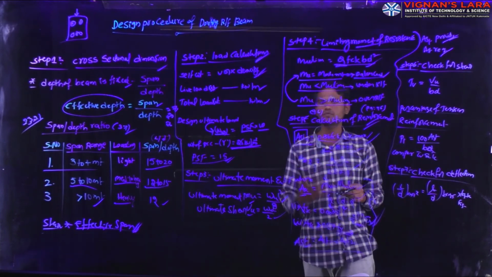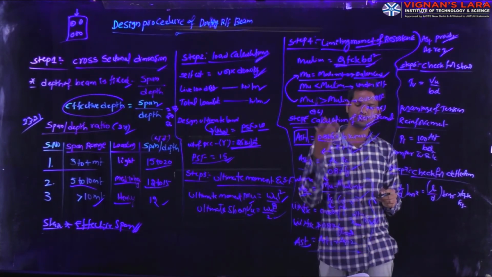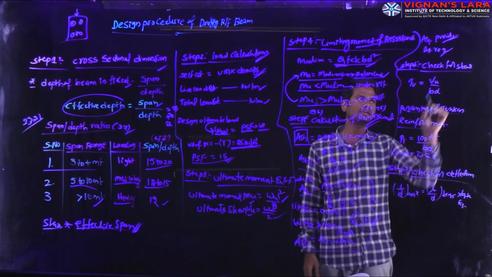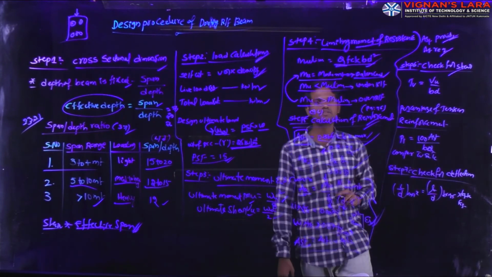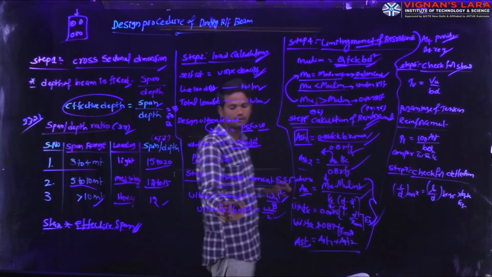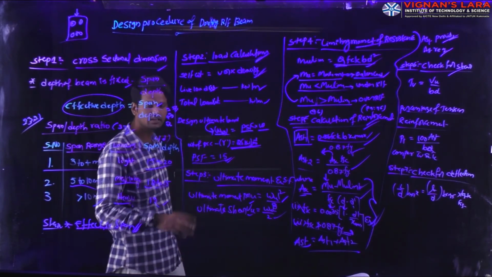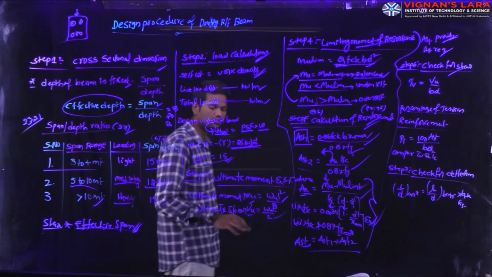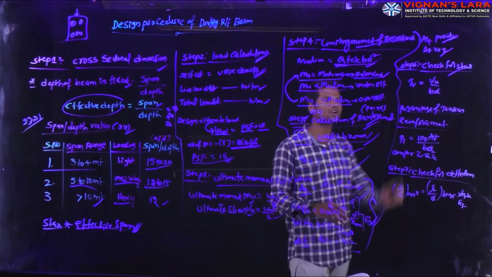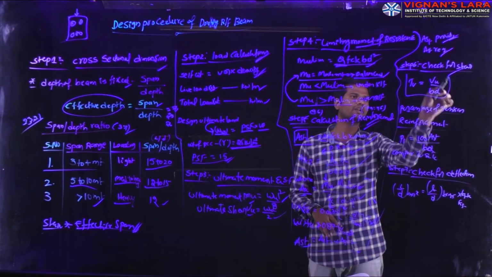The same procedure that we discussed for the singly reinforced beam section is also adopted here. Next we have the check for shear. Due to the application of the load, the beam may also be subjected to ultimate shear. That ultimate shear we have to calculate. The ultimate shear stress, tau v, equals Vu divided by b d.